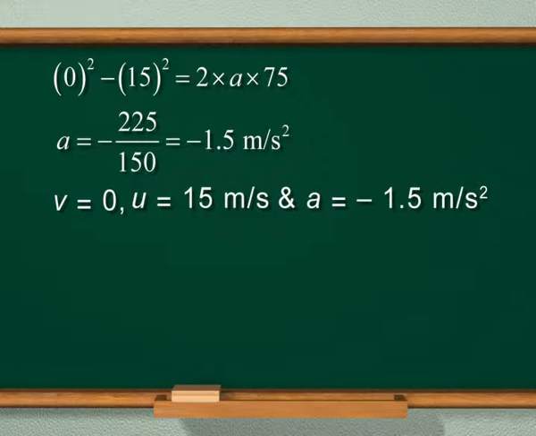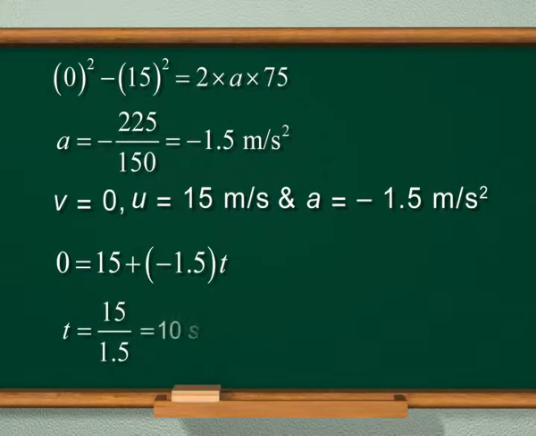Now, for determining the time, we use equation of motion consisting of velocity time relation. Therefore, substitute the values of v, u and a in equation 1. We get 0 is equal to 15 plus minus 1.5 into t. On simplifying, we get t is equal to 15 by 1.5, which is equal to 10 seconds.